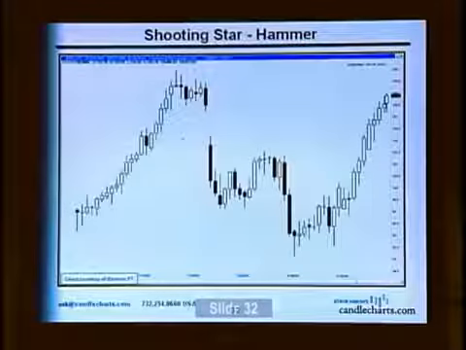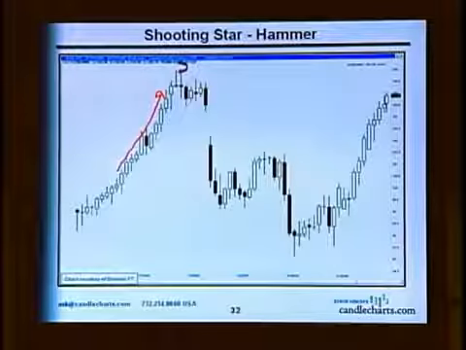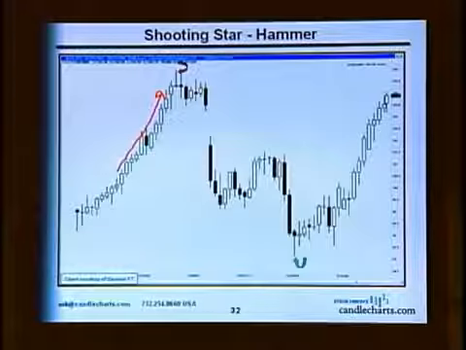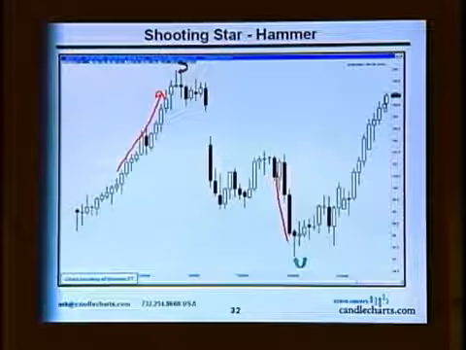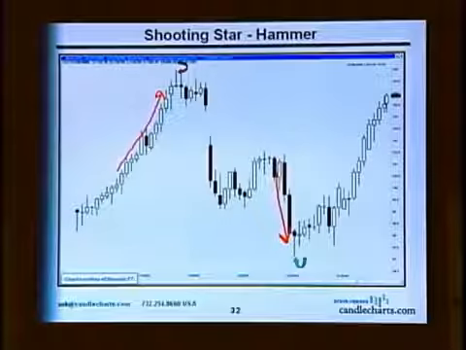So here we had a shooting star that came after a rally. And here we have a hammer. And you could see with the hammer how it held as a support area. Not surprisingly, the shooting star should be resistance.